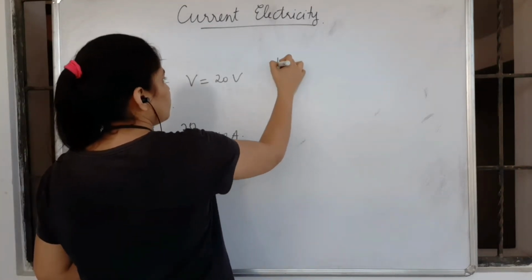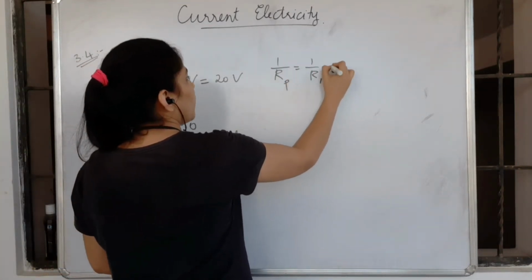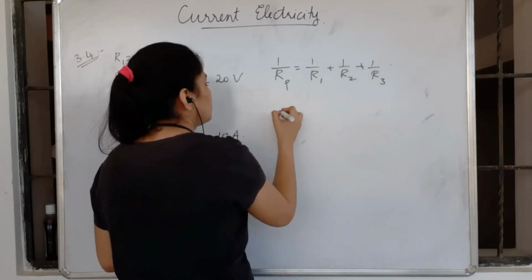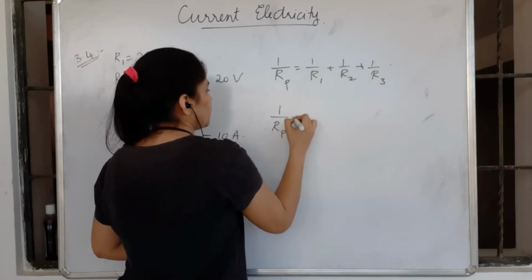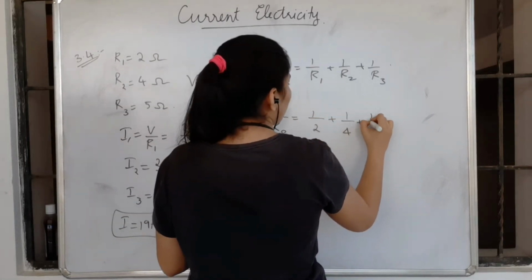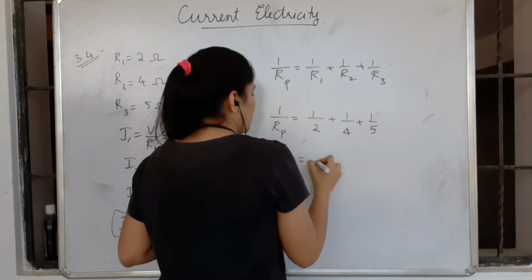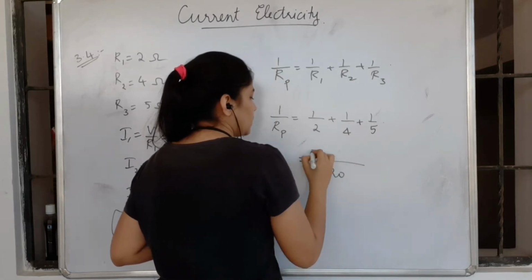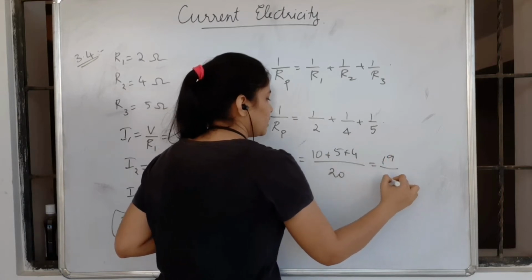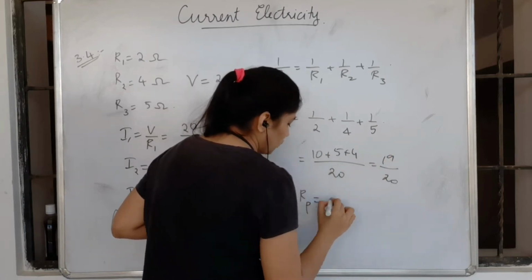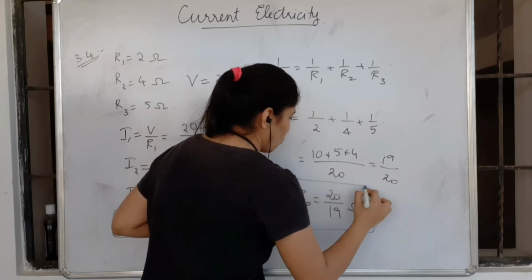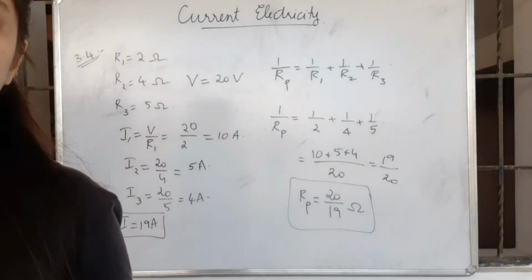So RP: 1 by RP is equal to 1 by R1 plus 1 by R2 plus 1 by R3. So 1 by RP is equal to 1 by 2 plus 1 by 4 plus 1 by 5. So the LCM is 20. So 10 plus 5 plus 4, which is equal to 19 by 20. Therefore, the equivalent resistance is 20 by 19 ohm. That is the answer.